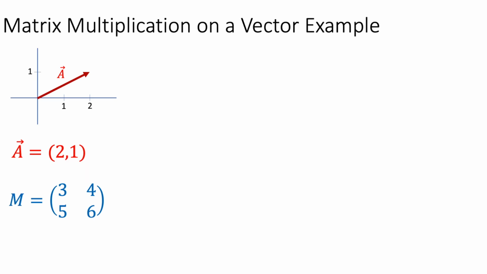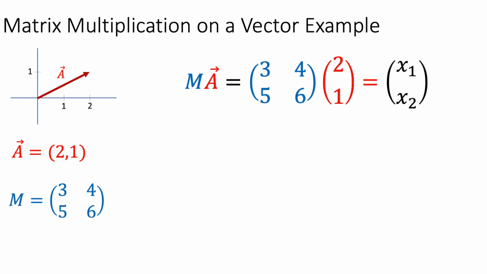Now matrix multiplication on a vector. Let's talk about that. It's very similar. Here I have this matrix M down here, 3, 4, 5, 6, right? And I'm operating on 2, 1 with that. So I'm multiplying this matrix onto this vector here. And notice again that I've transposed it, so it's going vertically now.